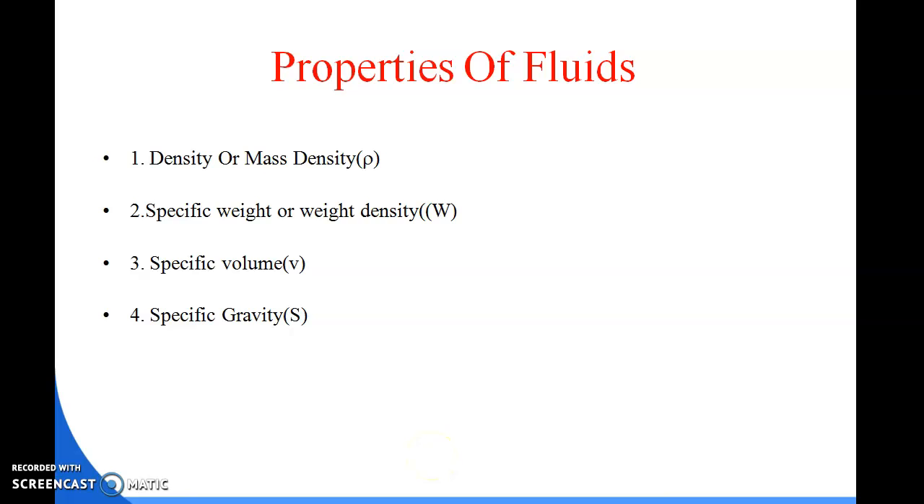Then you have to know what properties are. Properties means the characteristics of the molecule. Here I am giving 4 properties of the fluid. They are density or mass density, that is rho. Second, specific weight or weight density, that is w. Third, specific volume, notation small v. The last one is specific gravity, and the notation is S.